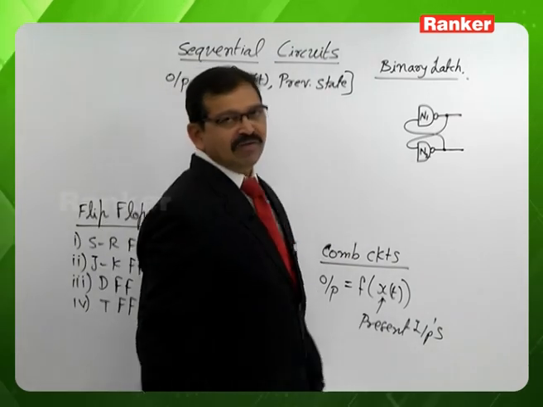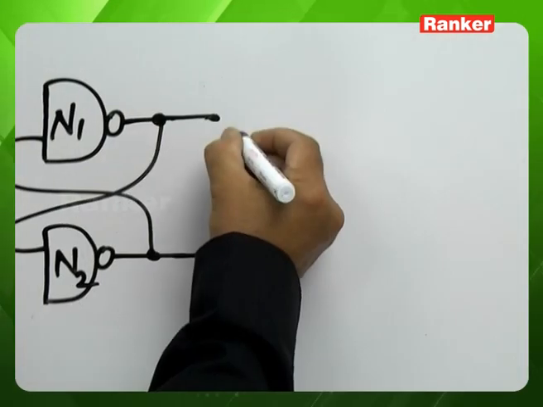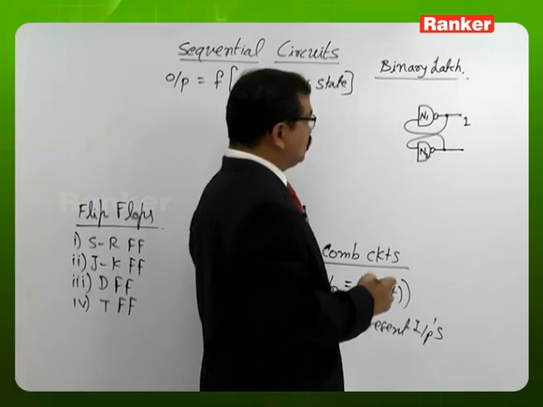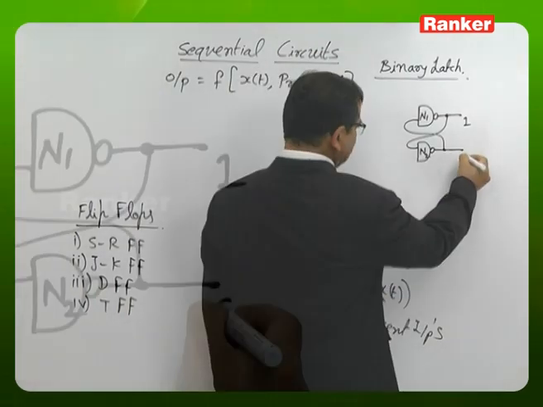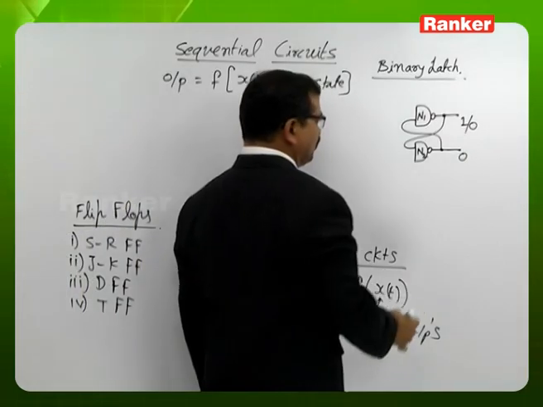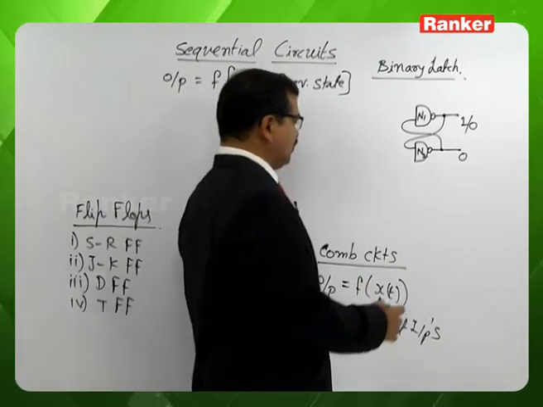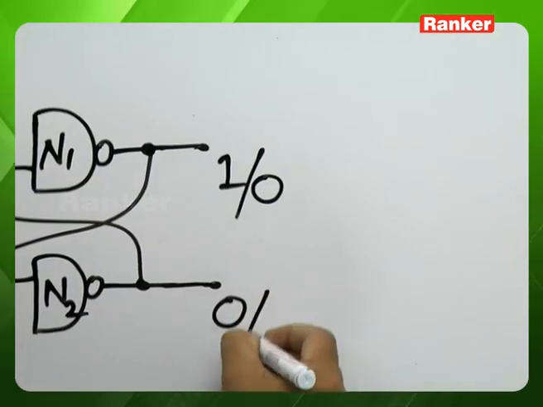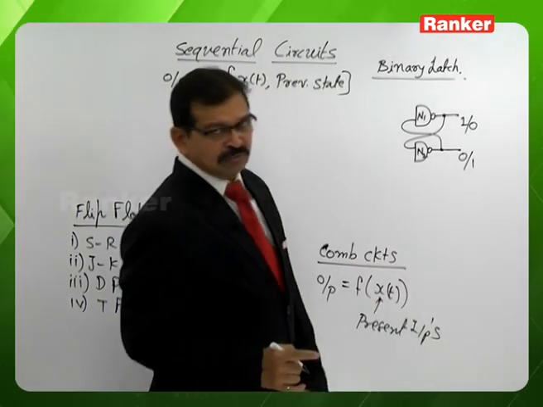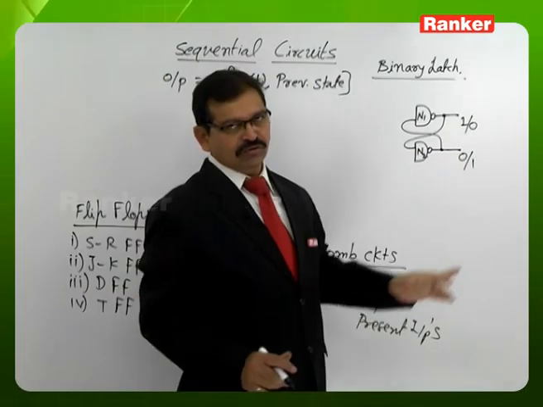Suppose the NAND gate N1 is responding a little fast with output of say 1. Then this 1 becomes the input of the NAND gate N2, so that N2 output becomes 0. Or if the NAND gate N1 is responding with output of 0, that becomes the input of the NAND gate N2, so that N2 output becomes 1. So the circuit is going to respond with the output maybe 1 or maybe 0.